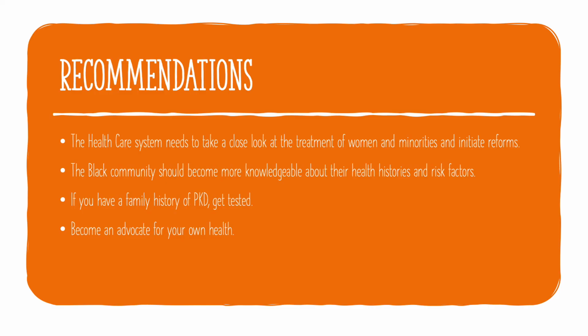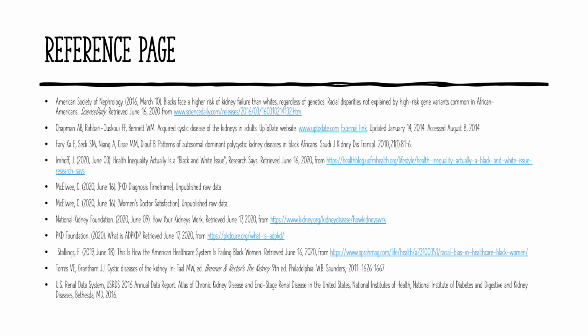So how can we fix this? First of all, the healthcare system needs to take a close look at the treatment of women and minorities and initiate reforms. The Black community should become more knowledgeable about their health histories and risk factors. Many of the folks who are diagnosed with PKD by accident would have gotten tested if they knew that there was a history of this disease in their family. The third recommendation is if you do have a family history of PKD, make sure that you get tested. That way you can start treating it.